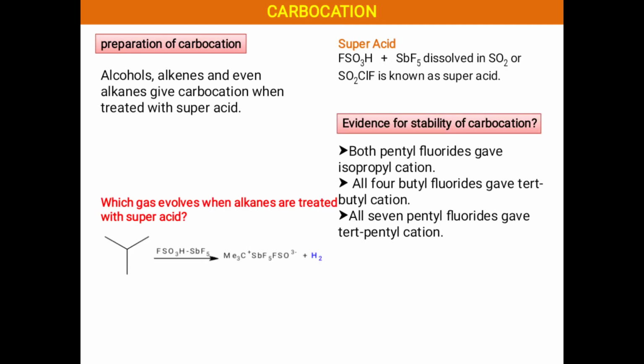Preparation of carbocations. Alcohols, alkenes, and even alkanes give carbocations when treated with super acid. The formula of super acid is given in the slide. Evidence for stability of carbocations: both propyl fluorides give isopropyl cation. All 4 butyl fluorides give tertiary butyl cation. All 7 pentyl fluorides give tertiary pentyl cation. Which gas evolves when alkanes are treated with super acid? The following examples are given below.